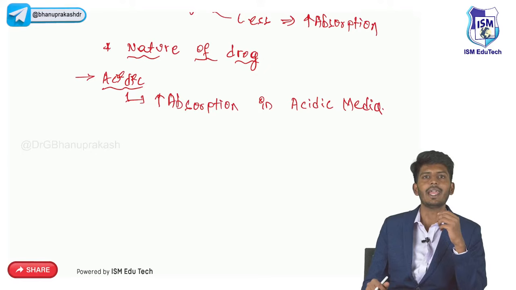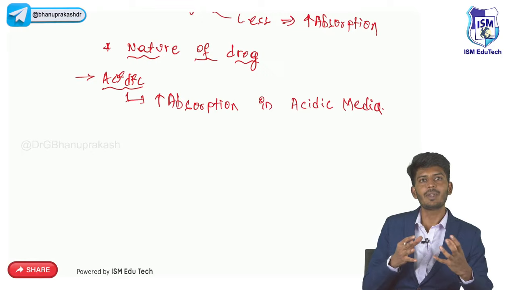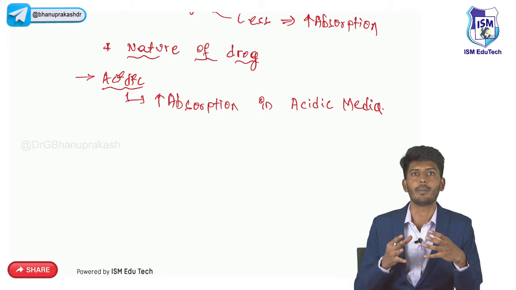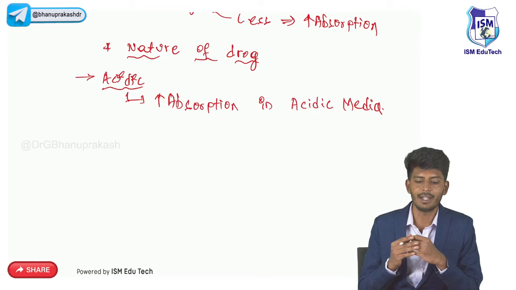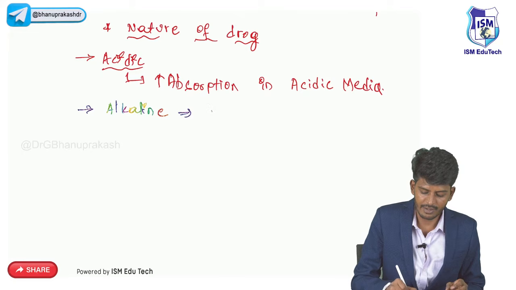Let's take the GIT. In the GIT, we have the stomach, we have the intestine, we have other parts. In the stomach, we have an acidic pH, but in the intestine, we have an alkaline pH. So, based on this, some drugs will be better absorbed from the stomach. Why? Because the stomach has an acidic pH, and if I have an acidic drug, the drug will be better absorbed. If acidic drug, of course, from the stomach. If alkaline drug, from the intestine. So absorption is better in the acidic media for acidic drugs, and if there is an alkaline drug, there is an increase of absorption in the alkaline media.